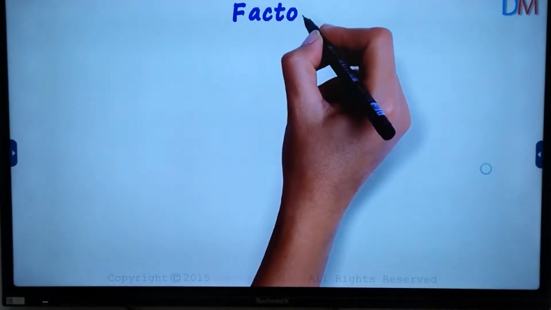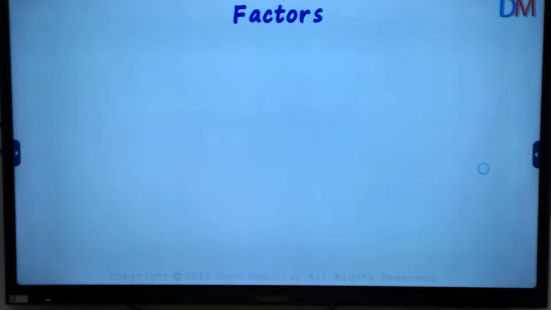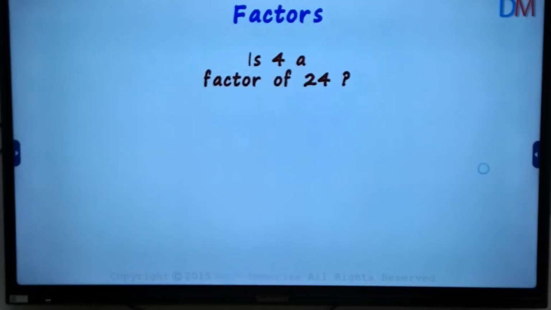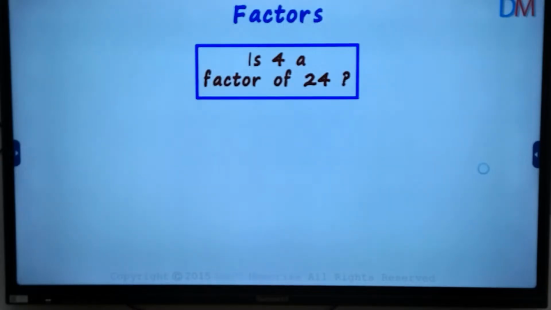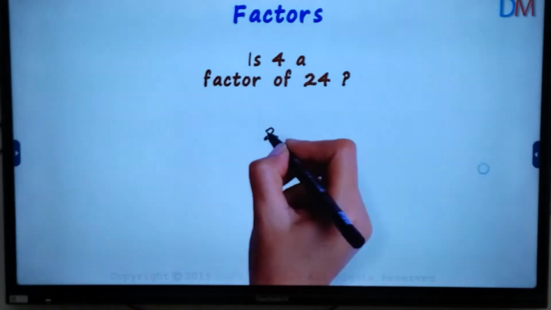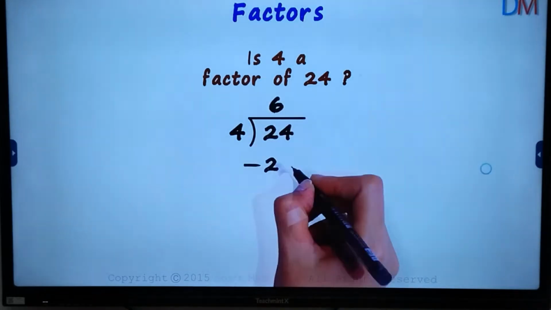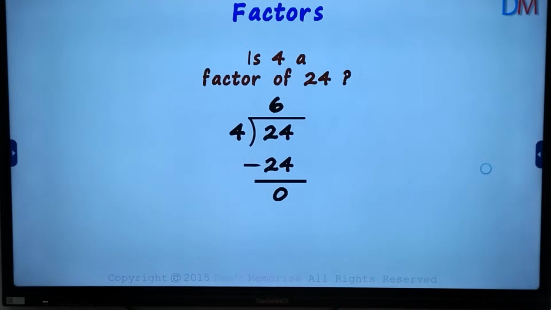What are the factors of a number? How do we find out if a number is a factor of another? Is 4 a factor of 24? To know if 4 is a factor of 24, we simply divide 24 by 4 and find out if the remainder is 0 or not. Is the remainder 0 here? If we divide 24 by 4, we get the quotient as 6 and the remainder as 0.